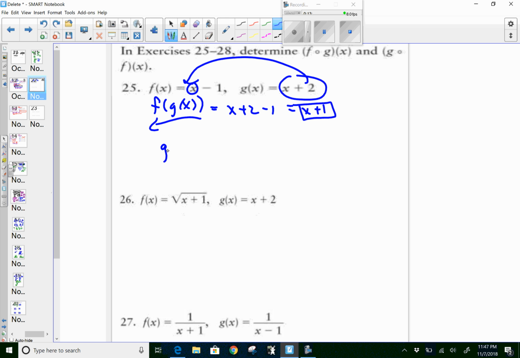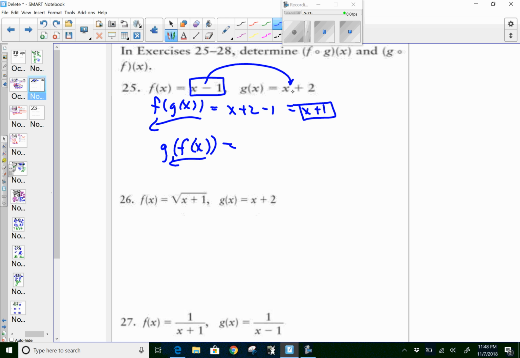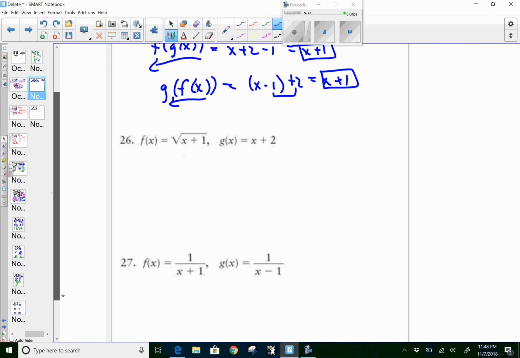For g of f of x, I'm going the opposite way. So what I mean by that is now I'm taking f of x and plugging it into g, wherever I see that x. So my new x is x minus 1, and then I'm adding 2 to it. Basically here I'm just combining like terms. So x plus 1 is what g of f of x is. This just happens to be the same thing, forward, backward. Might not always happen like that.